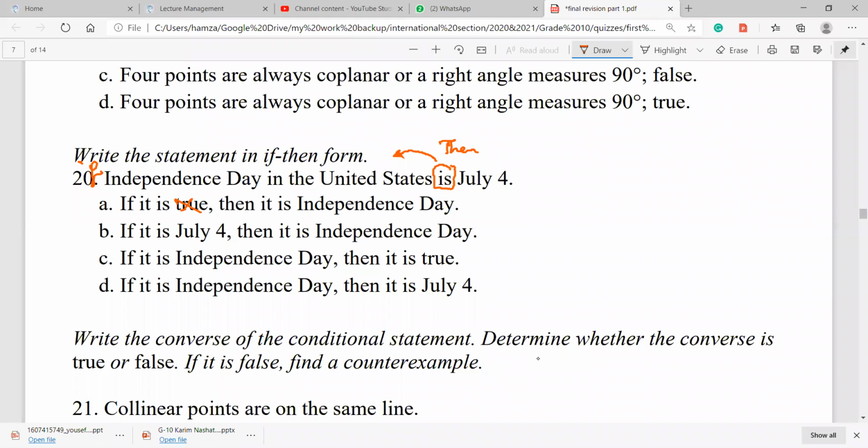Okay, wrong. Do not use it like this. If it is 4th of July, wrong, because you must start with Independence Day. If it is Independence Day, yes, then it is true. No, wrong. You must finish with July 4. So if it is Independence Day, then it is July 4. So this is the statement using if-then, guys. Understand, guys?